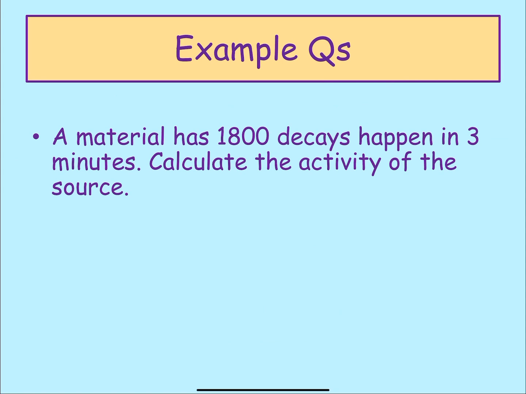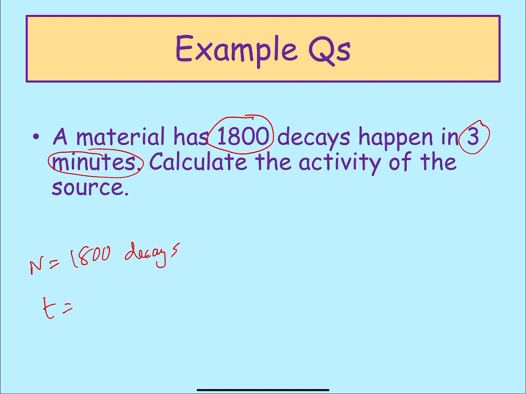Okay, here's an example question. A material has 1800 decays happen in 3 minutes. So do your little data bank. You've got your N, which is 1800 decays. You've got your time, which is 3 minutes. It needs to be in seconds. So that's 180 seconds. And you're trying to calculate the activity.